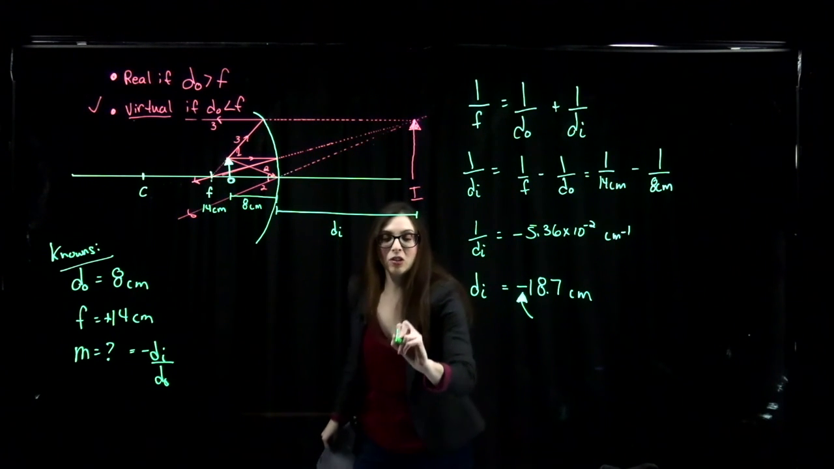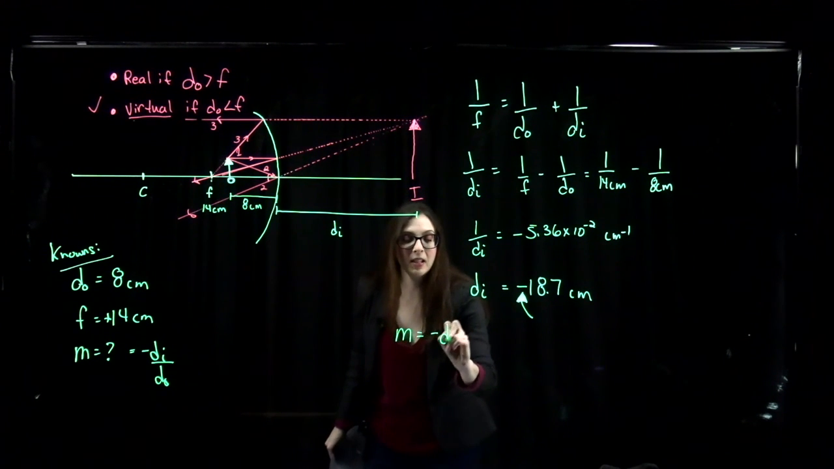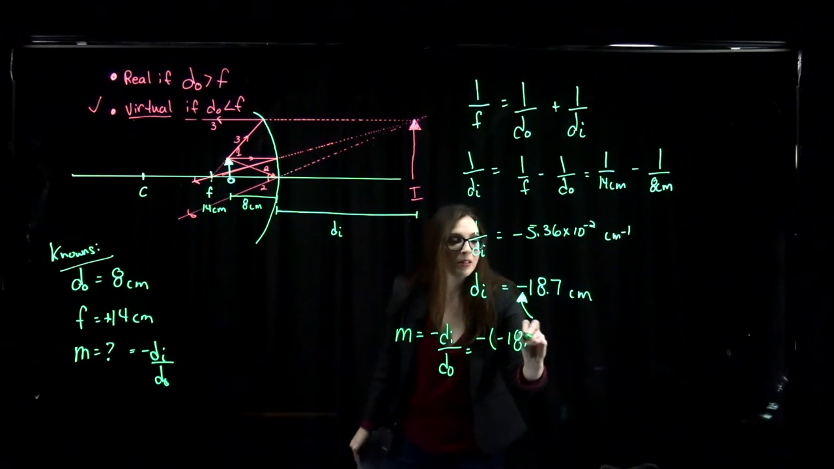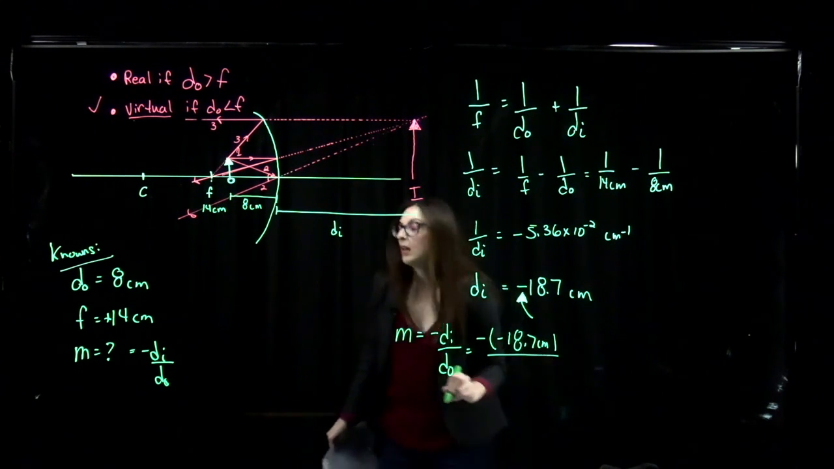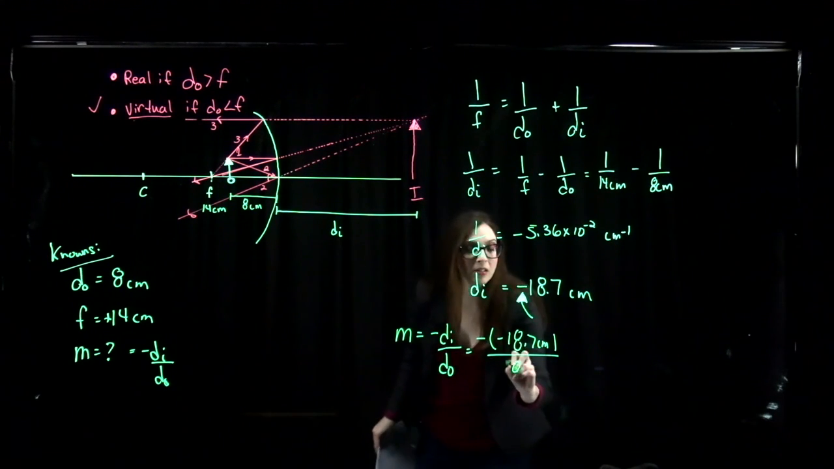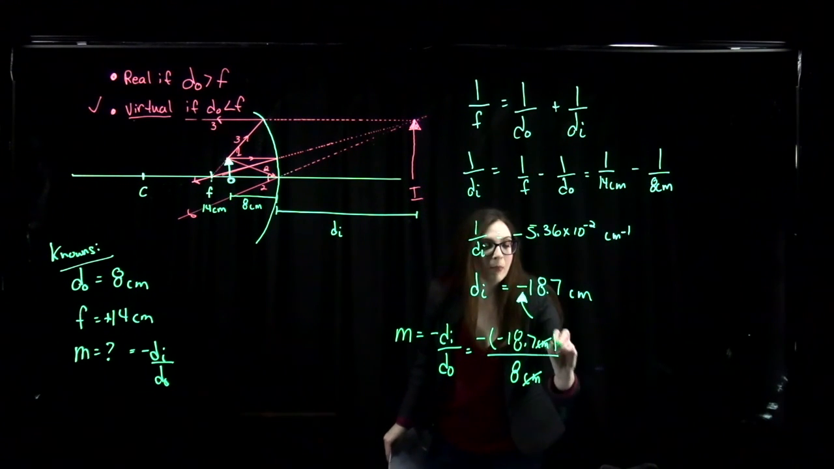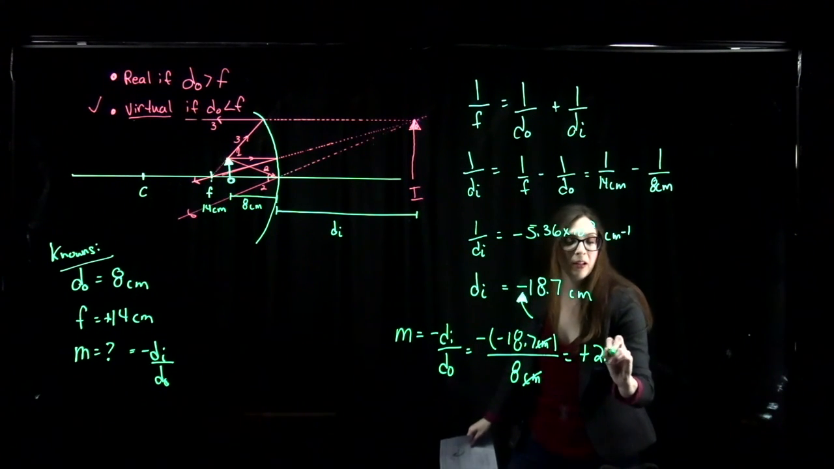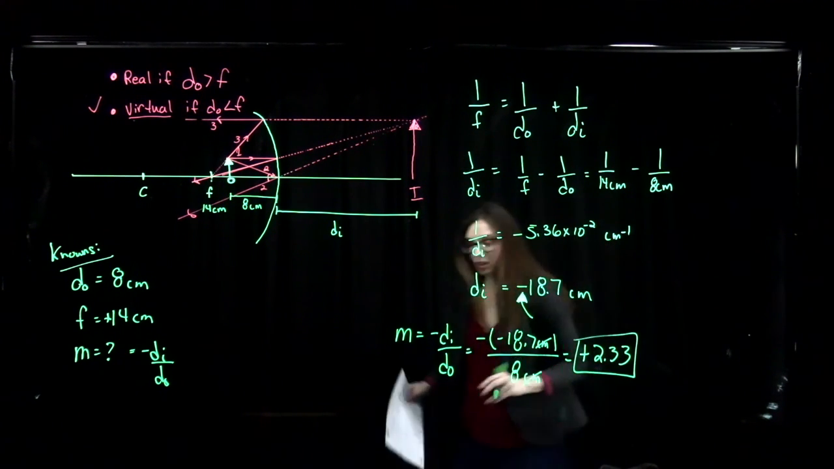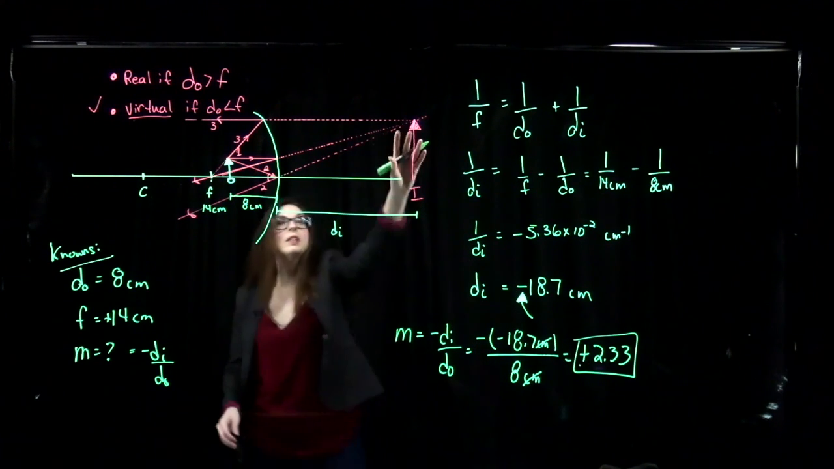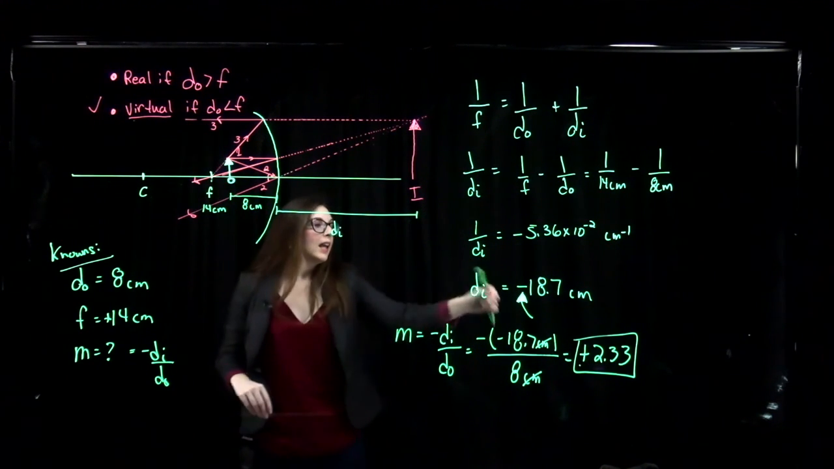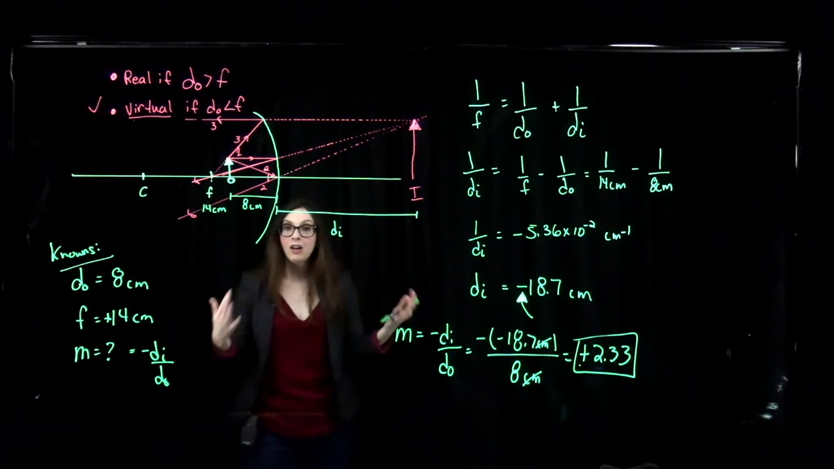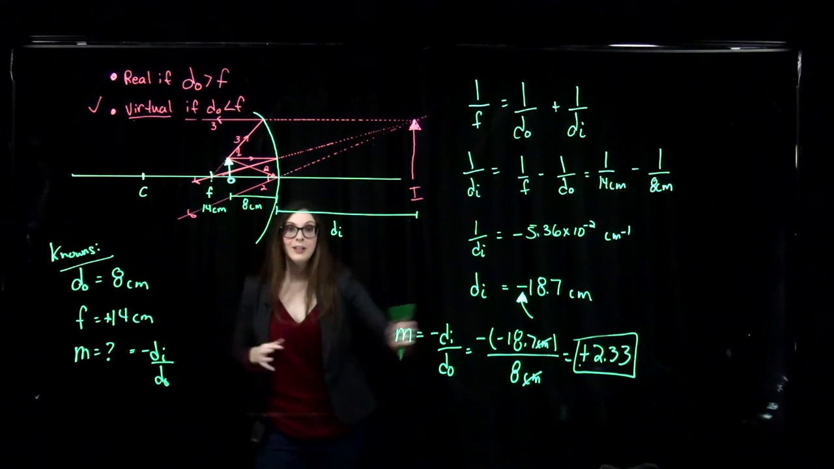Now to get the magnification, magnification equals minus di over do equals minus negative 18.7 centimeters over do, which was 8 centimeters. The units of centimeters cancel on top and bottom, and then I find that my magnification is positive 2.33. So my image is upright, that's the positive, the same orientation as my object, and I've enlarged my object by a factor of 2 1/3, essentially.